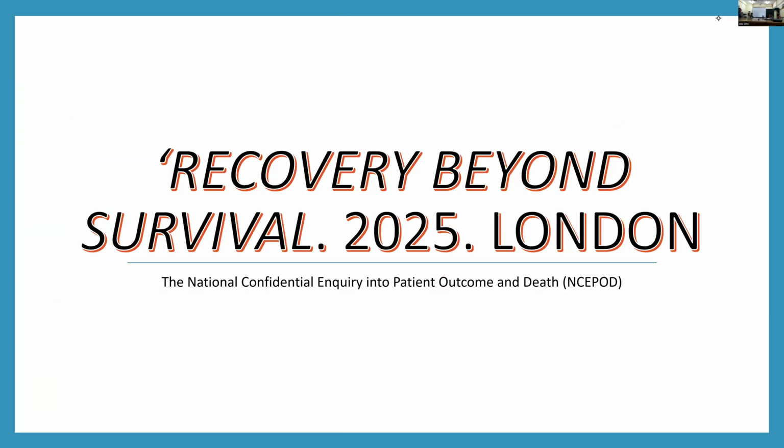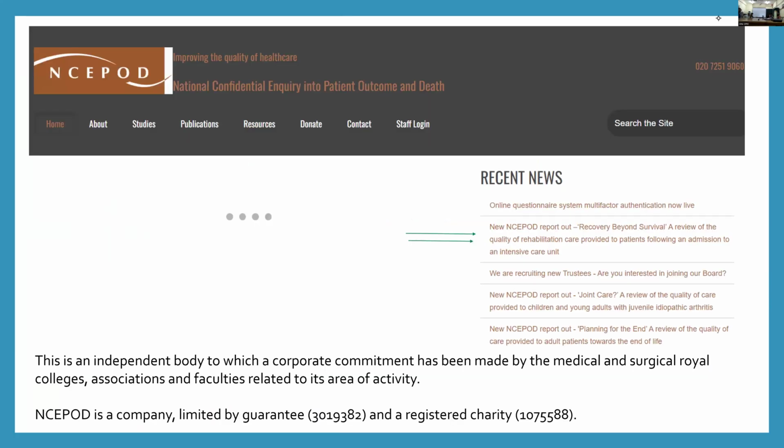Now, coming to Recovery Beyond Survival 2025 London. So this is done by the NCEPOD, that is the National Confidential Inquiry into Patient Outcome and Death. This is their website. This is the audit we will be seeing today. But actually, this year they have come out with multiple audits. So there's one on joint care, review of the quality of care provided to children and adults with juvenile idiopathic arthritis. Another report on end of life care, planning for the end. So this is an independent body which does multiple assessments. This is a company and it's a registered charity.